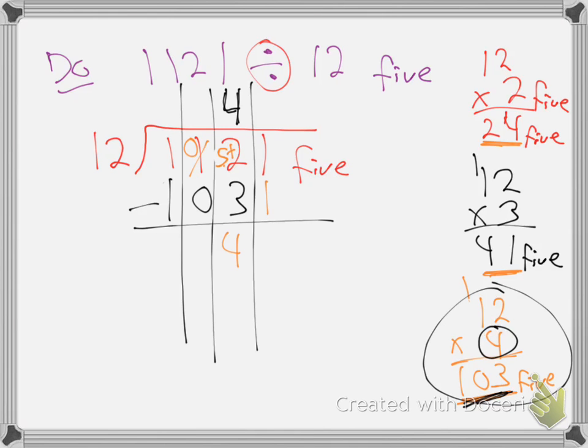Bring down the 1. Now, it's right here, isn't it? That's why it's nice to have those ahead of time. 3 times the 12 is 41, done. Where's our answer? Right up here. That's where the answer is to long division. 43 is the answer. How are we doing? Is that making sense? Questions on that one? All right.